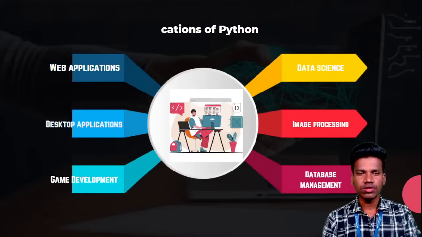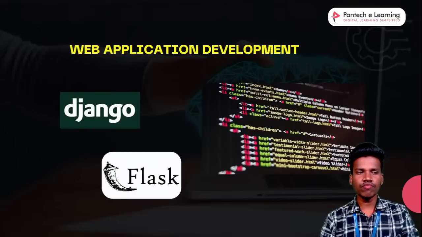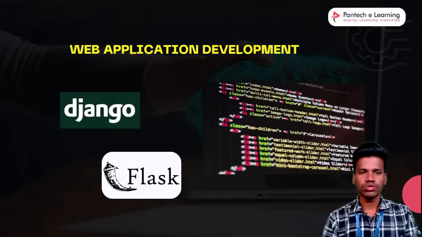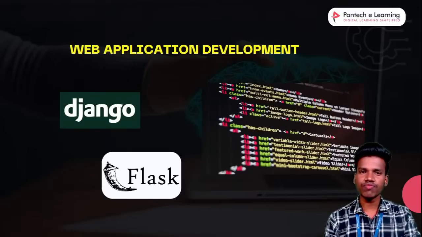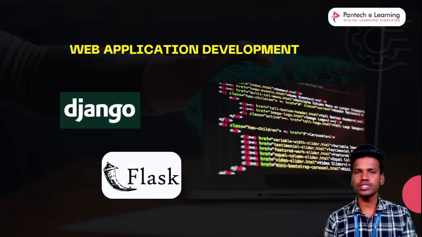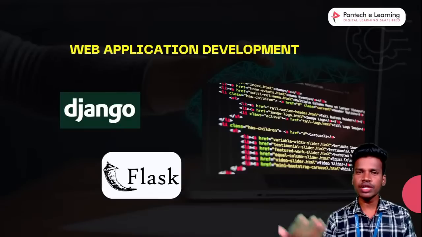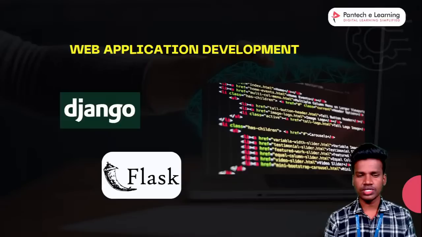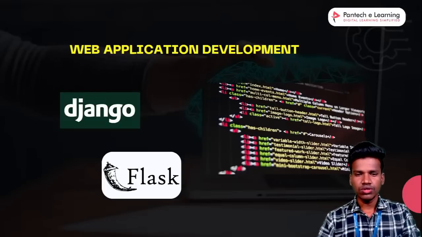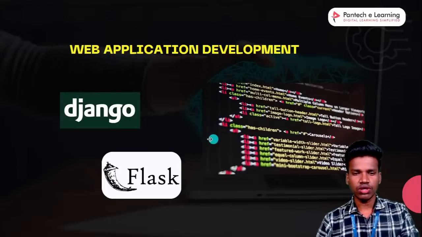Okay. So first, we are discussing web application development. We all know that Django and Flask are very familiar frameworks to create web applications. A web application is one that works with a web browser. Examples are Flipkart, Amazon, Instagram, and Facebook. These are all examples of web applications. Okay. So I will show an example for this with Flask.